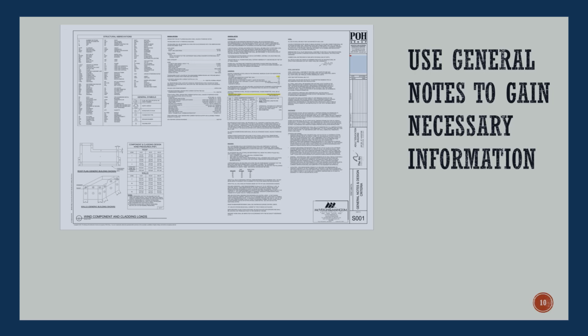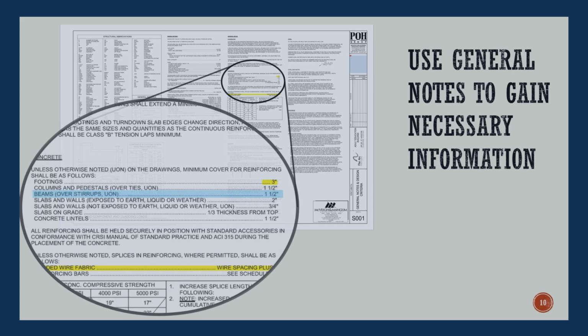Most of us know the clearance is crucial to the longevity of the structure and should be checked for quality assurance before the placement of the concrete. Let's look at the general notes under concrete for the answer. And there it is under beams. Let's go tell the rod buster crew that the clearance is 1.5 inches off the form so they can go ahead and get started. Those bars are not going to tie themselves.